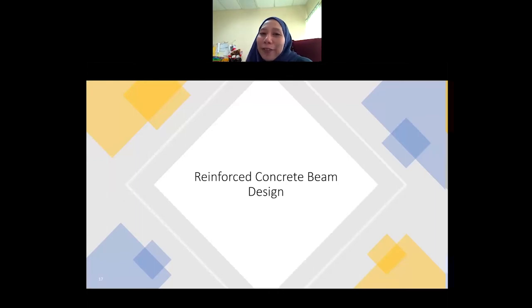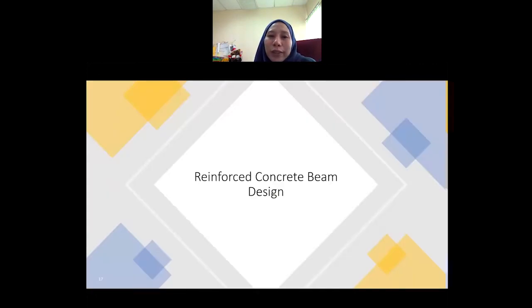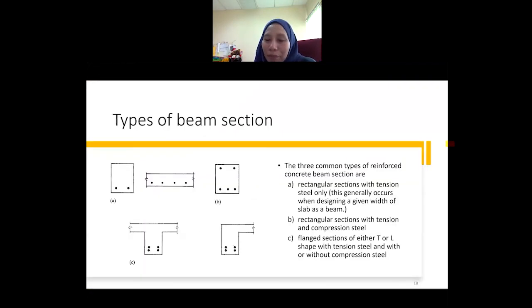Alright. And then we have reinforced concrete beam design. So tadi I just cerita in general about reinforced concrete. Okay. So right now baru kita masuk into reinforced concrete beam design. Okay. In this slide we have three types of beam. So the first one here, you see, it is already named rectangular section with tension steel. Bawah ni is actually tension steel.